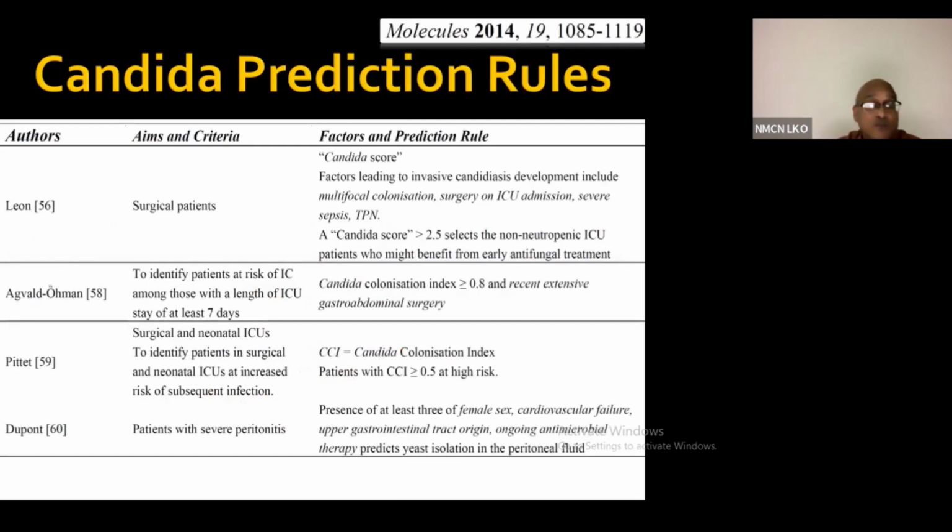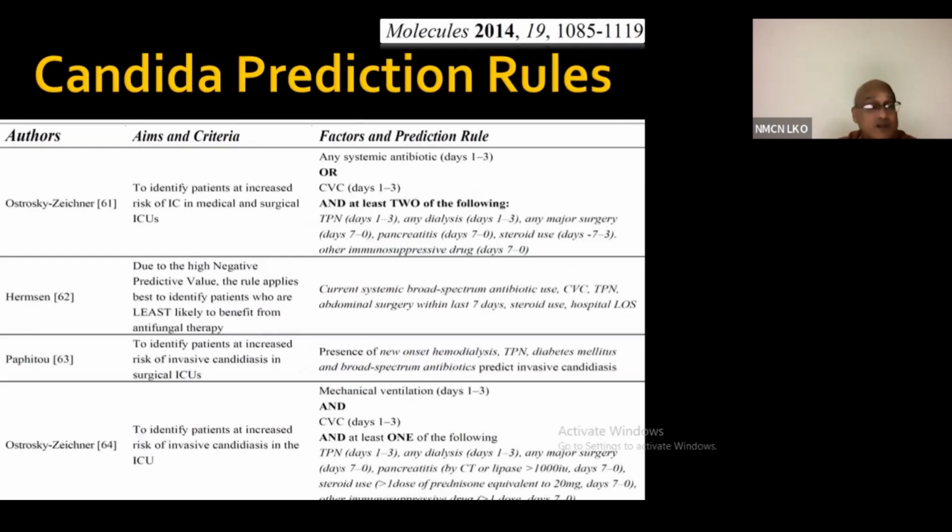So you can have the Lyon score, Ohaman score, Pittet, DuPont. I'm not going to enumerate any of this. There are a huge lot of them. Also Ostrowski, Zeichner, Haussmann, Poitou, and even more coming up. When there are so many, it means none of them is really outstanding. Okay? So they will keep on comparing from one center to the other, one score to another. Because there are so many, it is more confusing which one I should use as a clinical prediction rule in my ICU.